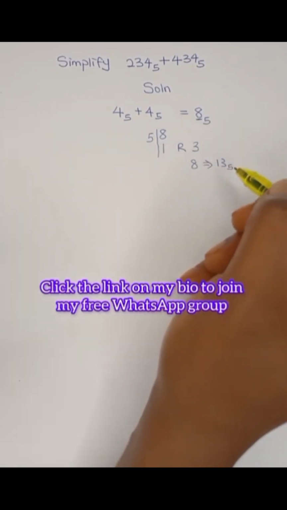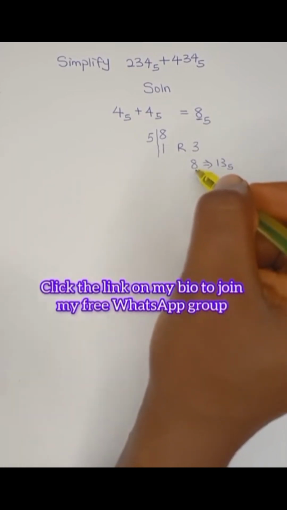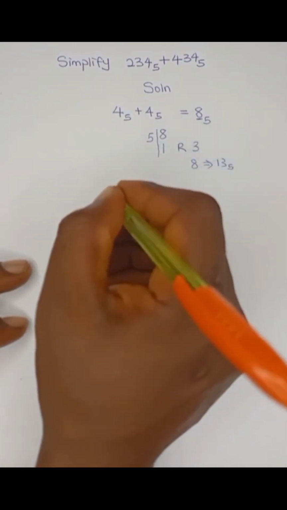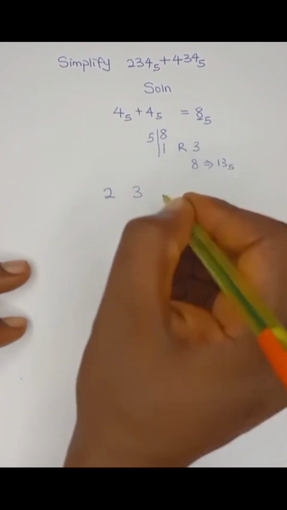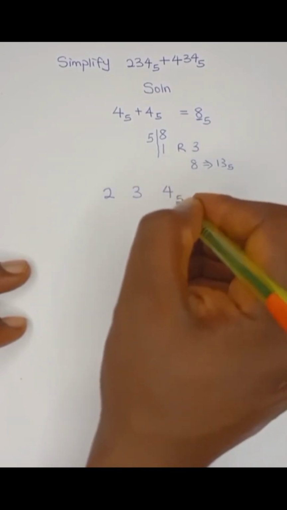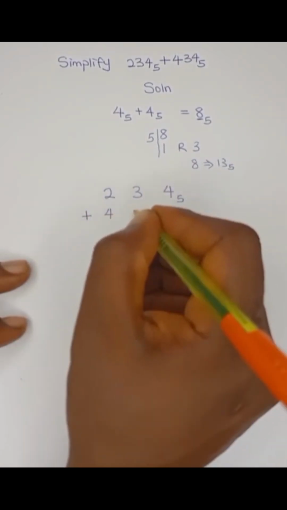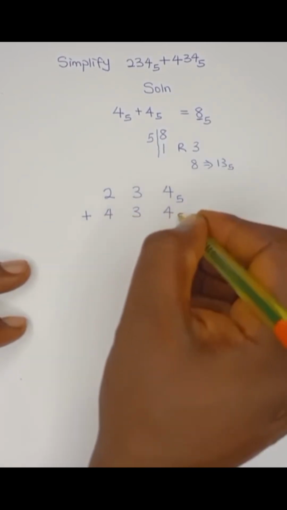So we are going to use this when we are adding the values. Whenever we have a number greater than 5, we're going to convert that number to a value that can be accepted in base 5. So let's go ahead. So we have 234 base 5 plus 434 base 5.